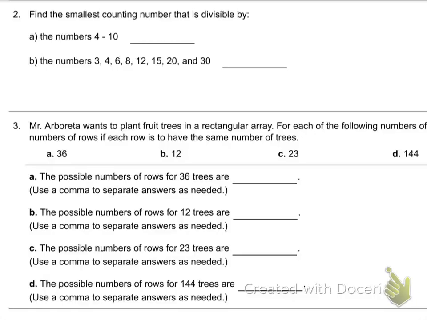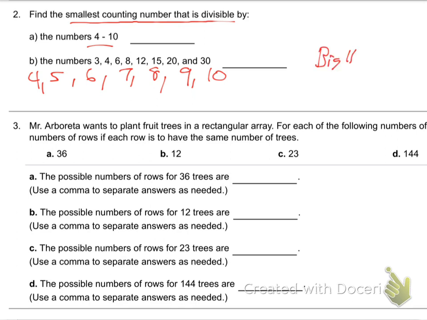There we go. Okay, so on this one, we're supposed to find the smallest counting number that is divisible by the numbers 4 through 10. So we want a number that can be divided by the numbers 4 through 10. We want 4, 5, 6, 7, 8, 9, and 10. Want some big number over here that all these numbers, 4 through 10, divide into. A number that is divisible by all these numbers. So, if this big number is divisible by all of these, meaning all of these will divide into it, it's got to have all their pieces.